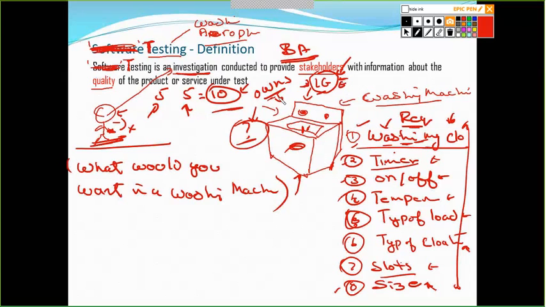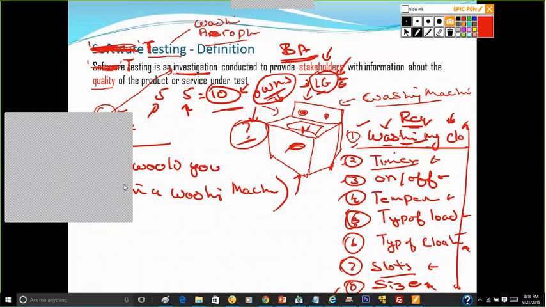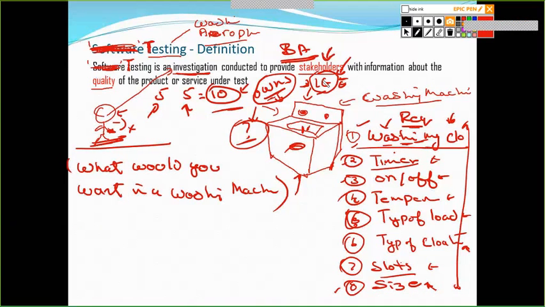So how do you name this person who owns the product? We call him the stakeholder. Okay, yes, Monica? LG as a stakeholder. Yes, thank you. So the stakeholder is the person who owns the product.